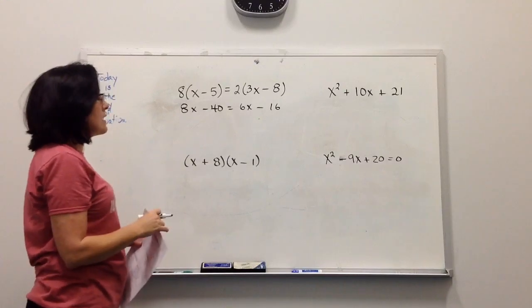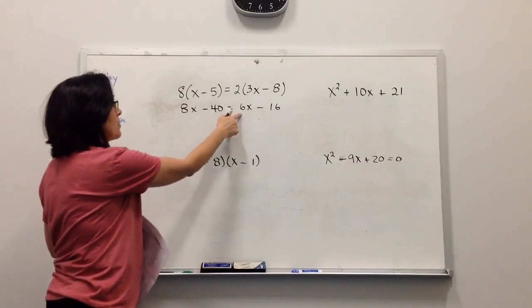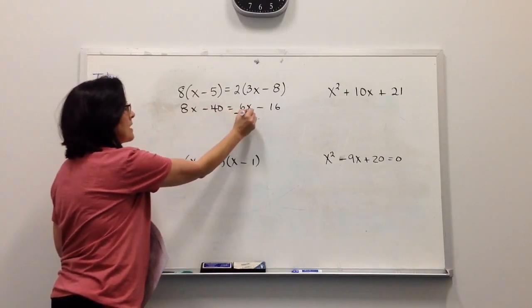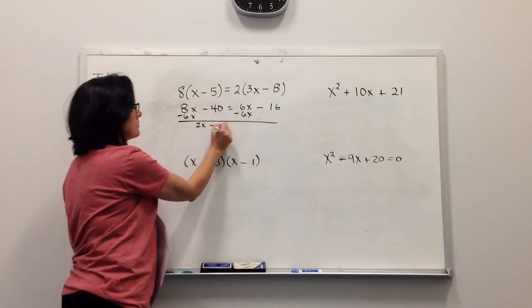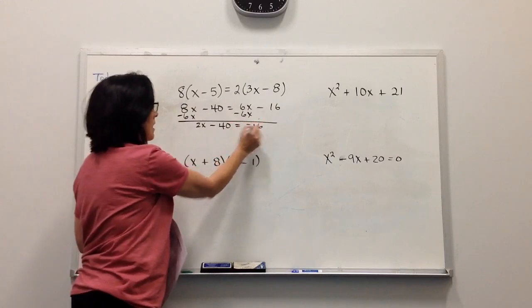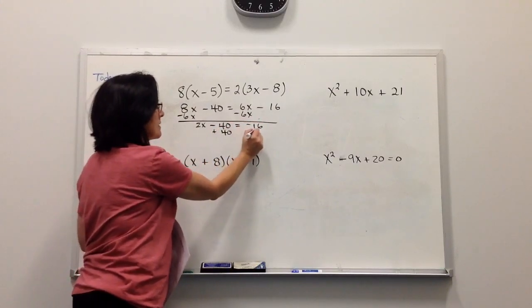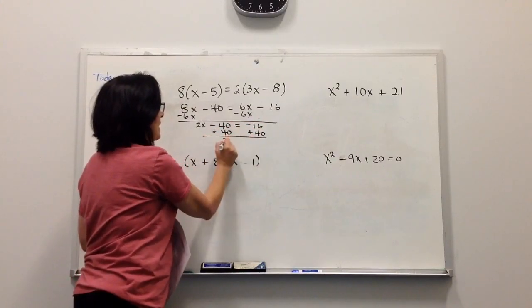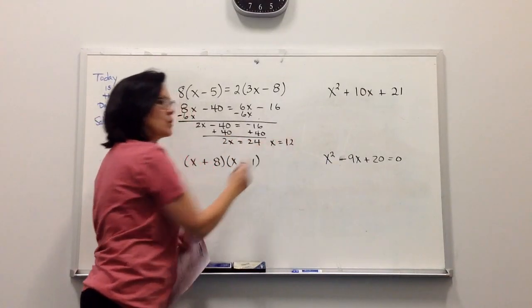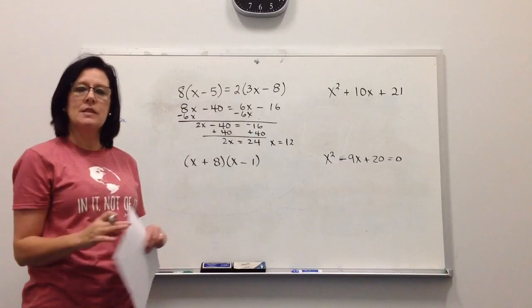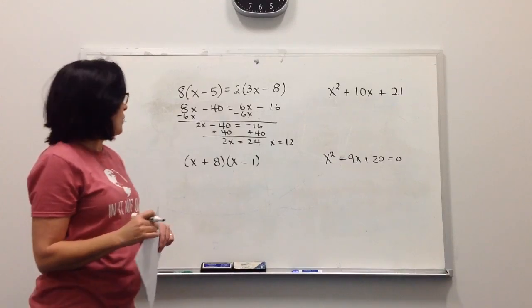Then we're going to move things so that we can get like terms together. Subtract our 6x from this side. Do the same from this side. Add 40 to both sides. And we get 2x equals 24, so x would equal 12. So those are simple equations, just some practice review work for you there.